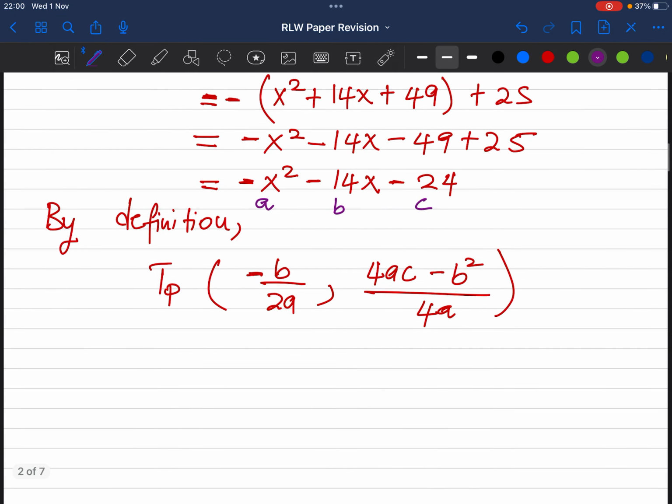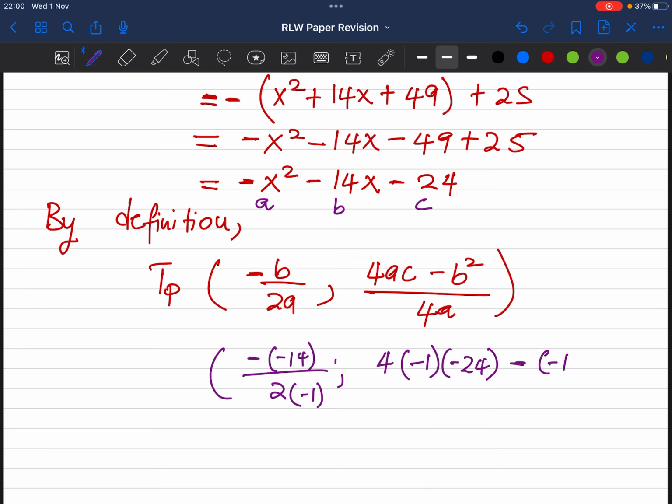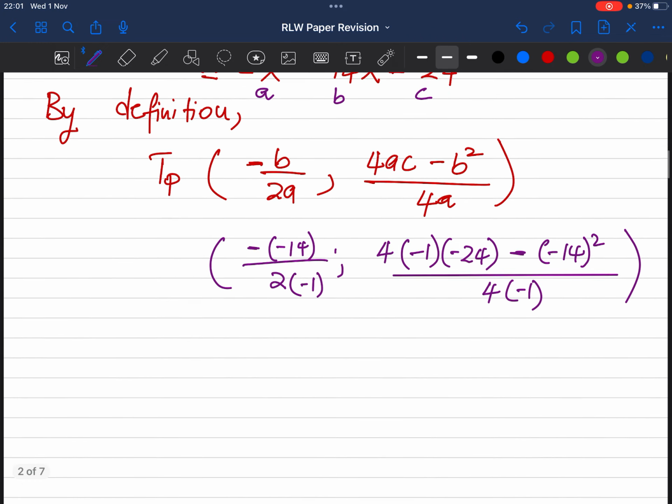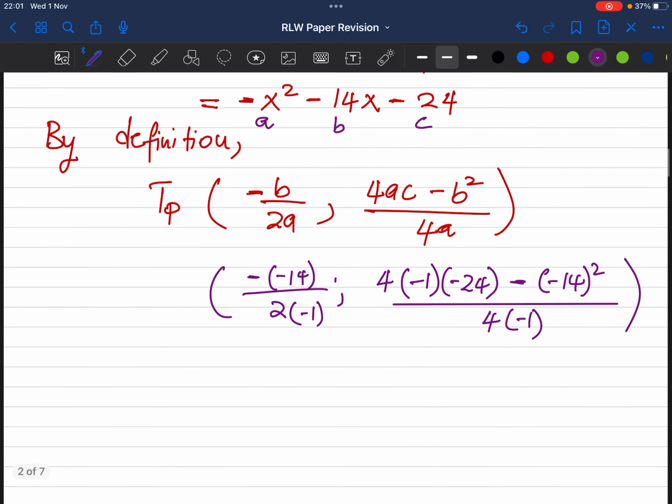Now when you apply this, what is your b? It's negative 14 over 2. What is your a? Negative 1. What is your c? Negative 24. And what is your b there? It's negative 14 all to the power of 2. This is all over 4, times your a, which is minus 1.